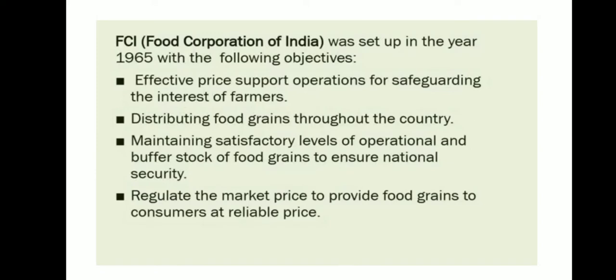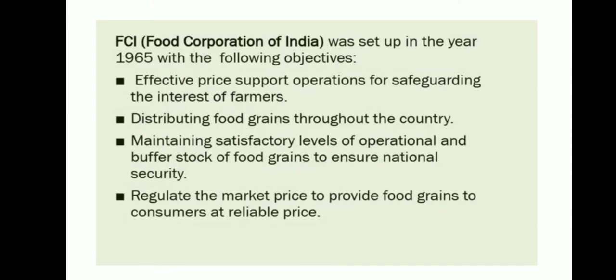FCI, Food Corporation of India, was set up in the year 1965 with the following objectives: effective price support operations for safeguarding the interest of the farmers, distributing food grains throughout the country, maintaining satisfactory levels of operational and buffer stock of food grains to ensure national security, and regulating the market price to provide food grains to the consumers at a reliable price. So this Food Corporation of India takes care of all these, that is price support, effective price support operation. That is how they are helping the farmers.